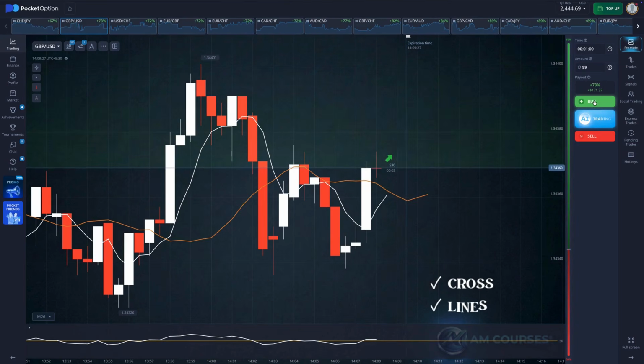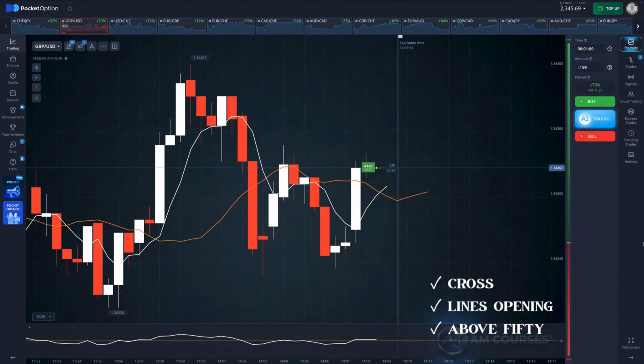Next one, a buy. Price had dropped, then pushed back up. The fast line cuts above the slow line, they separate, and the line below the chart is above 50. 3 conditions. So I waited for the candle to close and I entered on the next one.